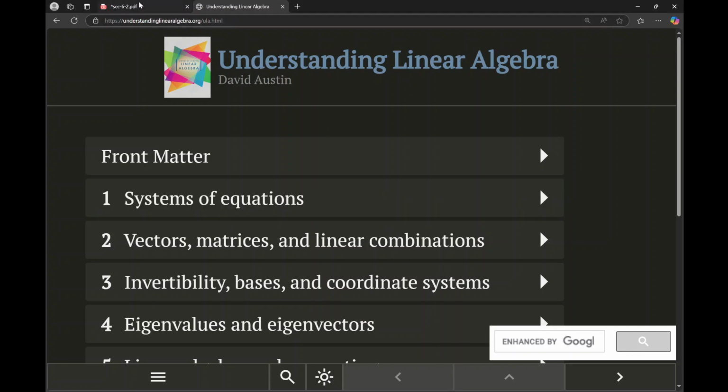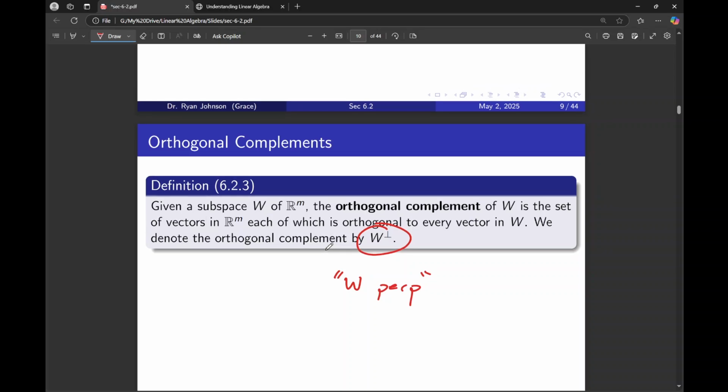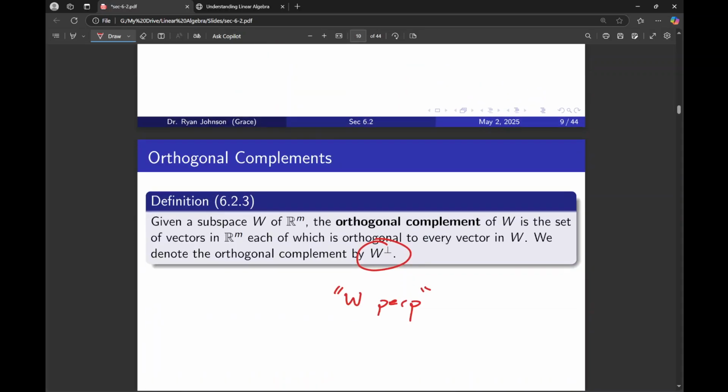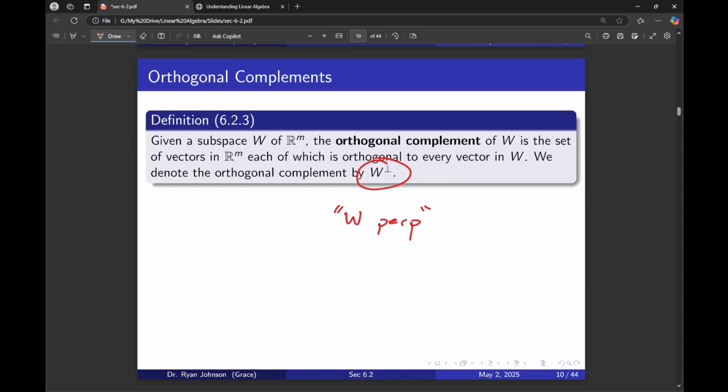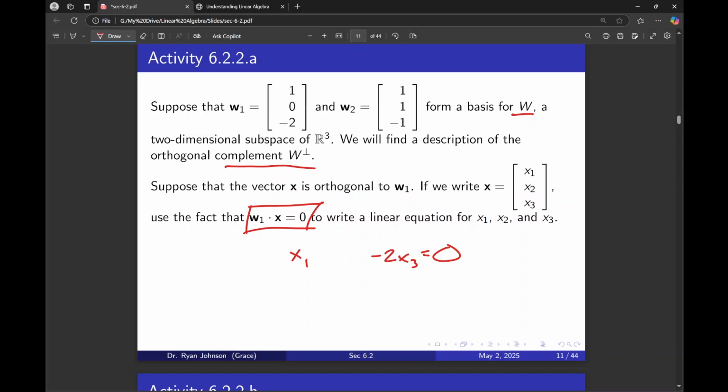All right, so lucky for you guys, I'm gonna back up a little bit. We're talking about perpendicular spaces, right? Given a space L, we're talking about the space that's orthogonal to it. Or given a plane, we're talking about the line that's orthogonal to it. Okay? And so then we'll call that space W perp, the orthogonal complement. So then, looking at the activity, we set up W1 and W2, right?